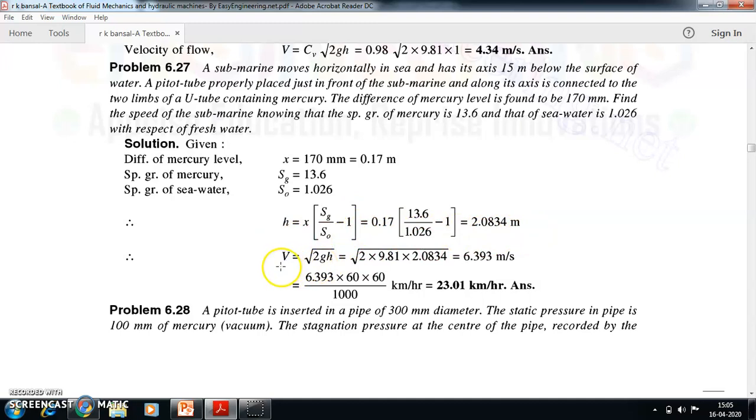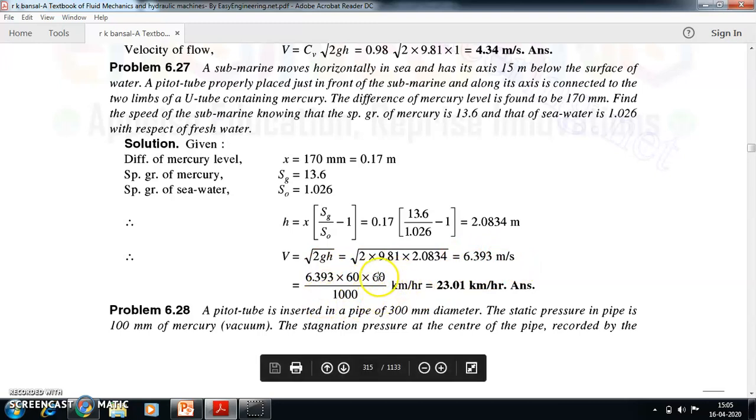Find the v value. You need to find the speed of the submarine. So v is equal to root of 2gh. Do the substitution and you will get it in meters per second. If you want to convert it into kilometers per hour, do the proper conversion. Meters to kilometers, divide by 1000.